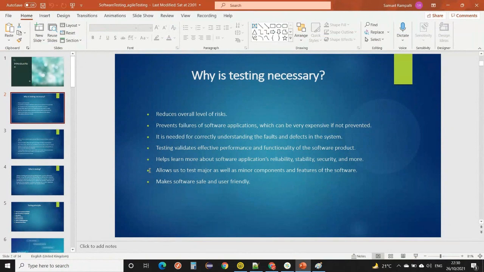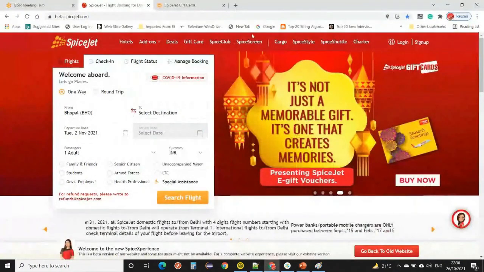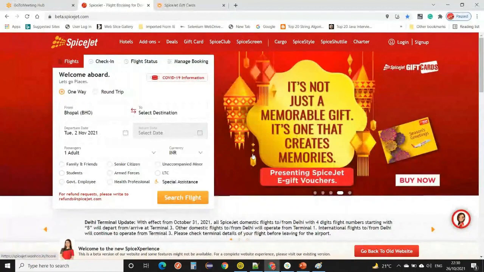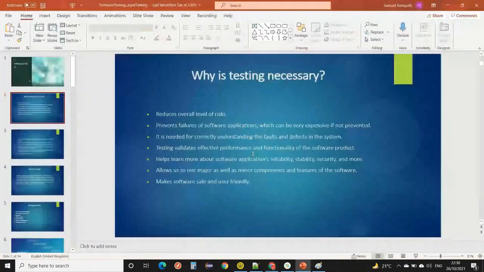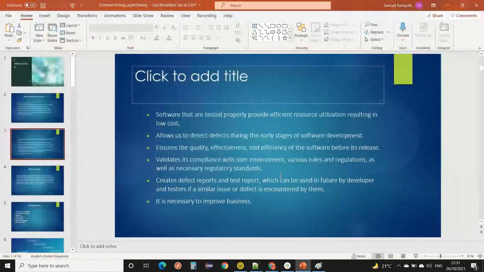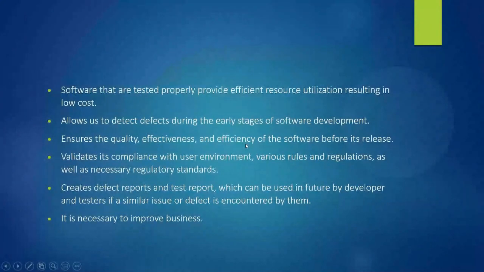Testing makes software safe and user friendly. If it is secure and reliable, it means it is user friendly, right? So user friendly and safe as well, testing will only make that application. There are some more reasons why testing is needed. Software that is tested properly will provide efficient resource utilization, resulting in a low cost.